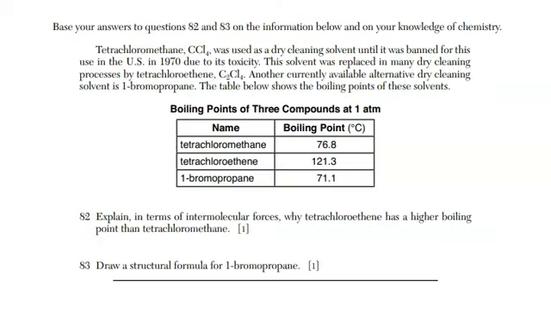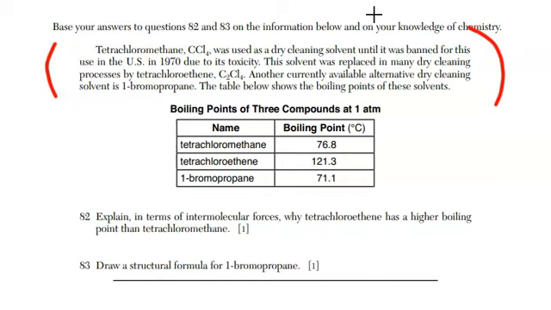All right, 82 and 83, we have again a reading passage here about tetrachloromethane and a table with boiling points. In 82, it says explain in terms of, always remember that we want intermolecular forces in our explanation, why tetrachloroethene has a higher boiling point than tetrachloromethane.